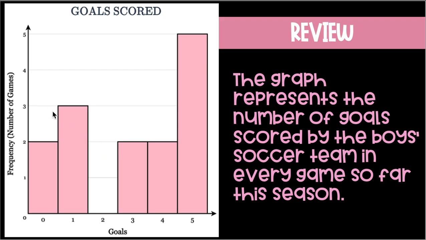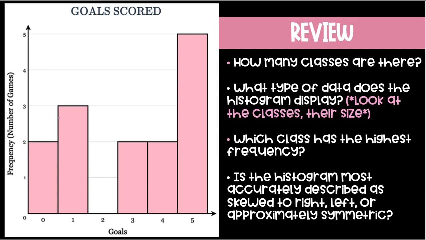Now, the questions I want you to answer are: how many classes are there? What type of data does the histogram display? Which class has the highest frequency? And is the histogram most accurately described as skewed to the right, left, or approximately symmetric? This is the first review question.